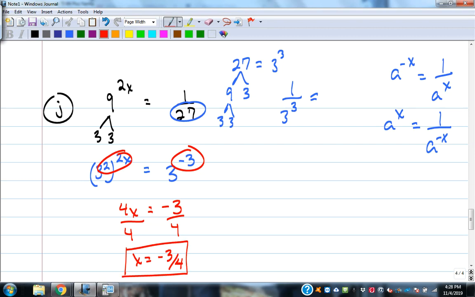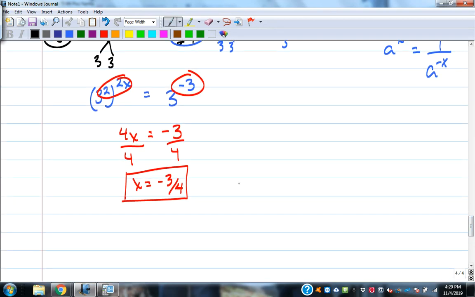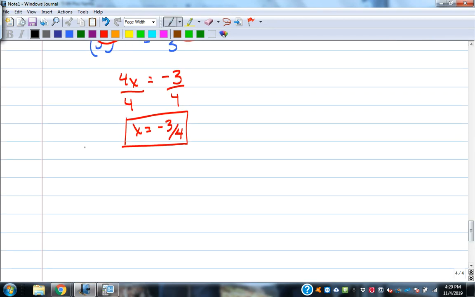So getting a fraction based with a base, you've got to think negative exponent. Let's do another one of those, because that's a tough concept there. Let's see.